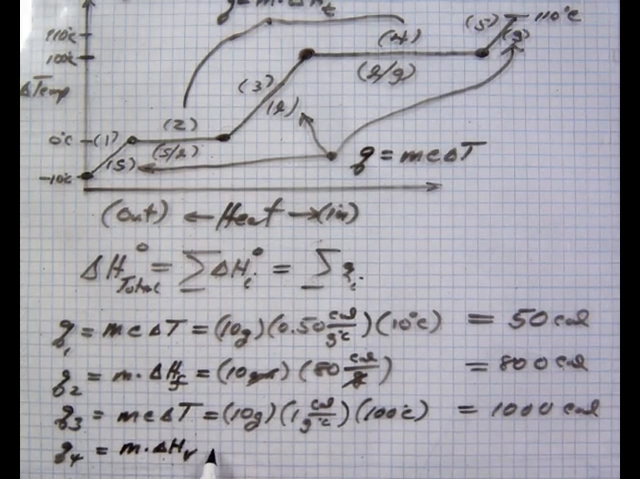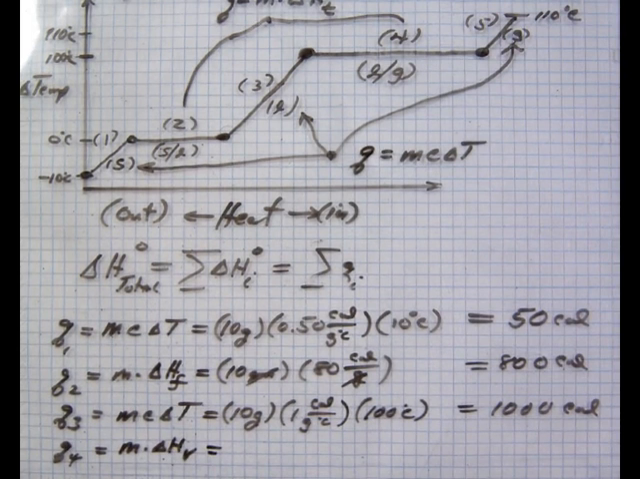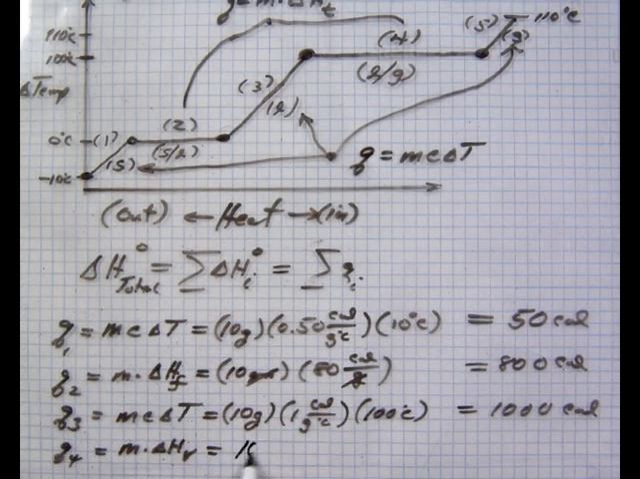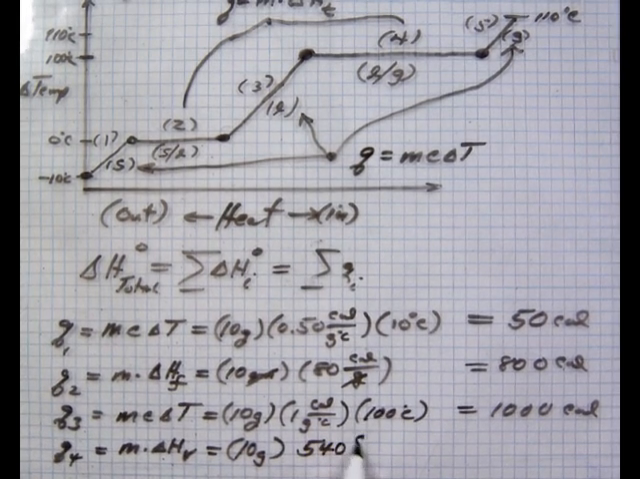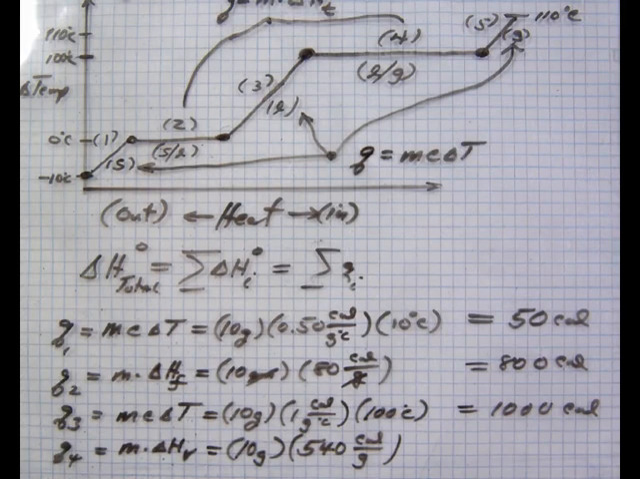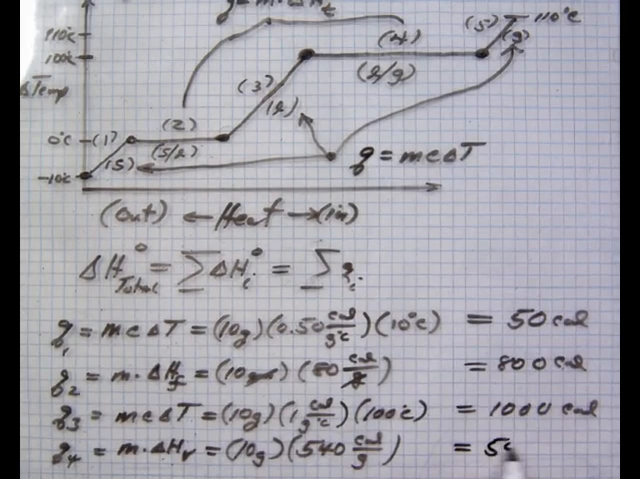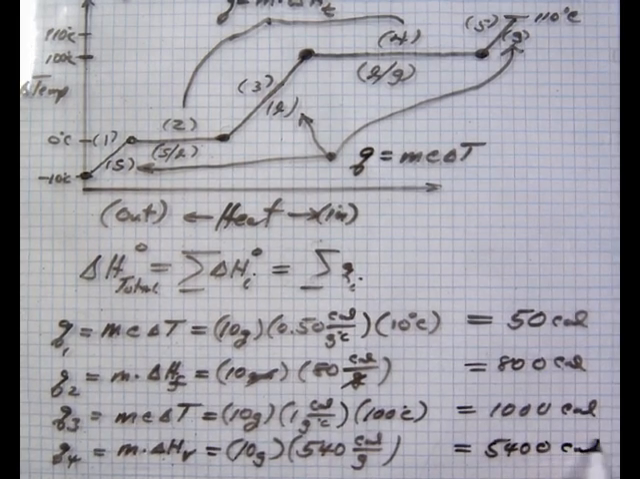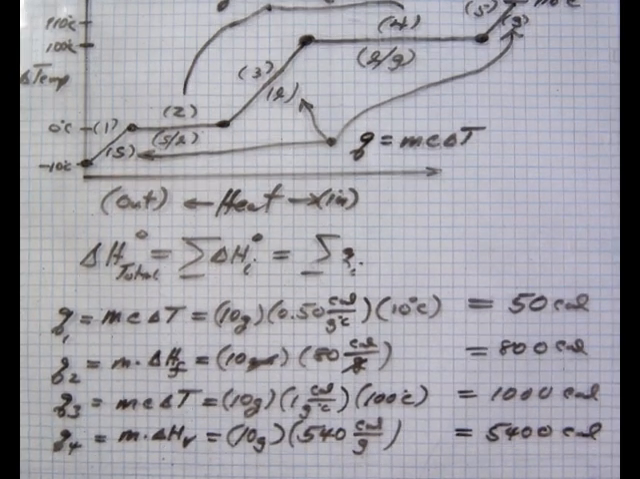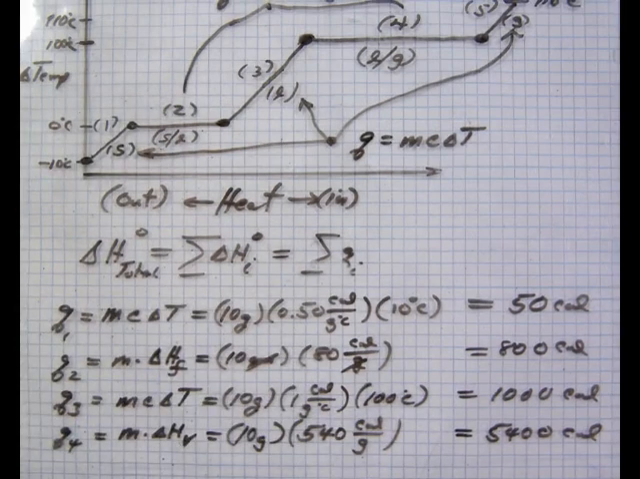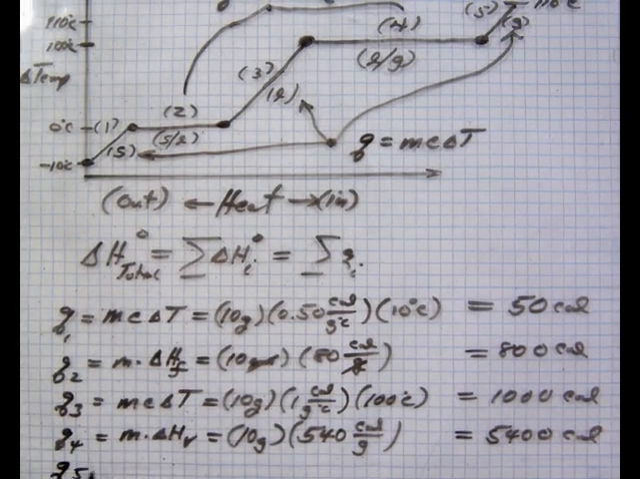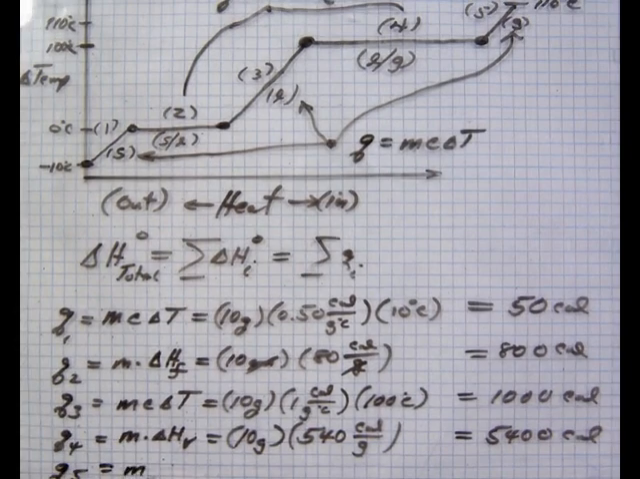This is the heat of vaporization. It's a transition constant, and that's 10 grams times 540 calories per gram. It takes 540 calories to evaporate 1 gram of water. So we have 10 grams, so that's 5,400 calories.